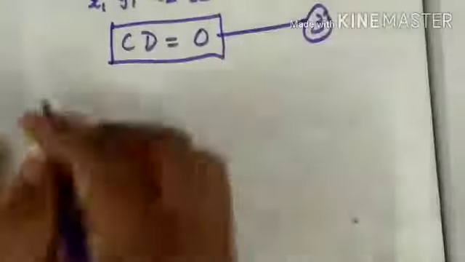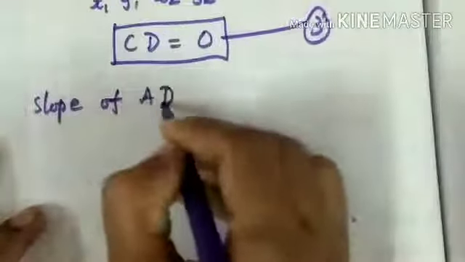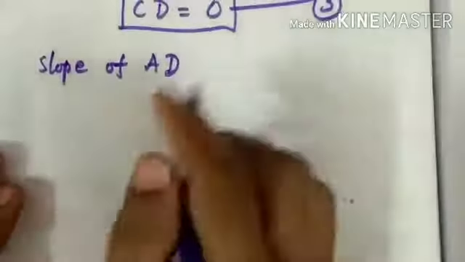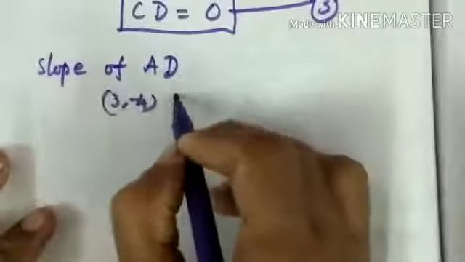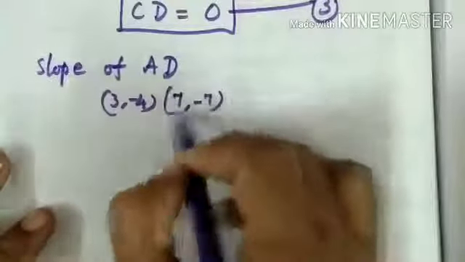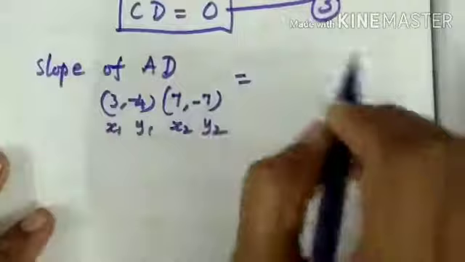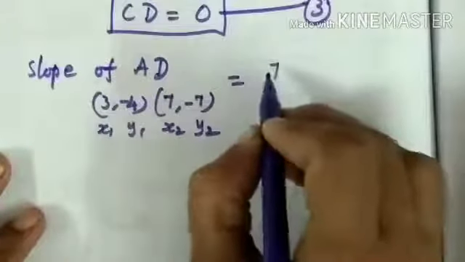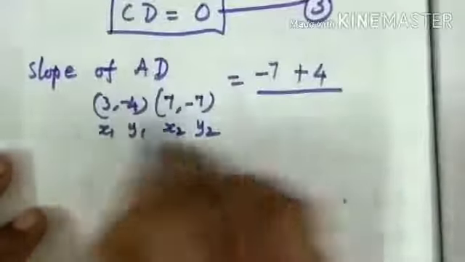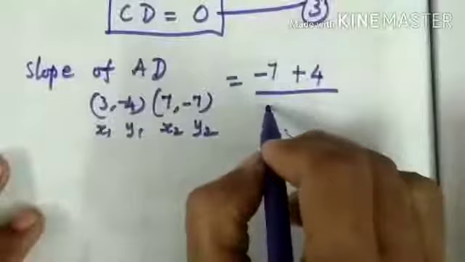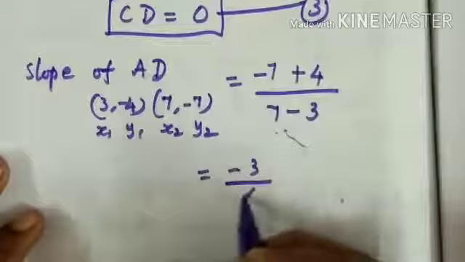Then next you have to find slope of AD. Take down and write A point and D point. A point 3 comma minus 4, D point 7 comma minus 7. Let us keep x1, y1, x2, y2. That is y2 minus y1, minus 7 minus into minus plus 4 by x2 minus x1. That is 7 minus 3. Therefore, minus 3 by 4.